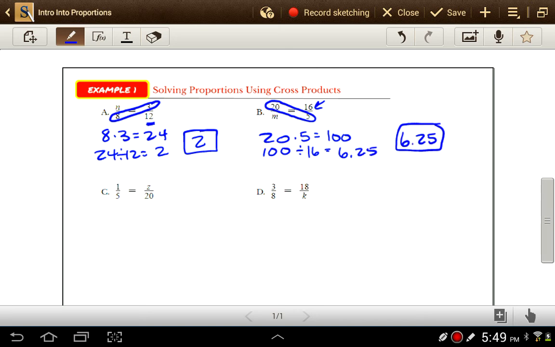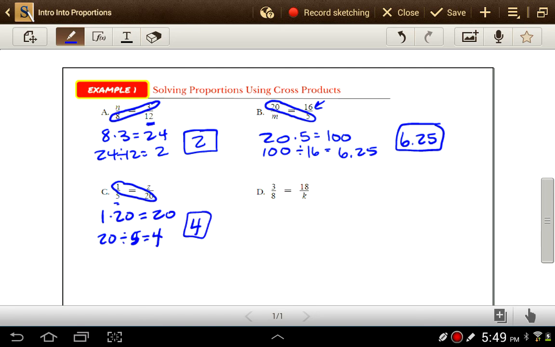For C, same thing. We're going to take the numbers that we know in the crosses. That's 1 times 20. Two steps. Make sure you show your work. 1 times 20 is 20. Then we're going to take that number and divide it by the remaining number. 20 divided by 5 is 4. So our answer is 4.